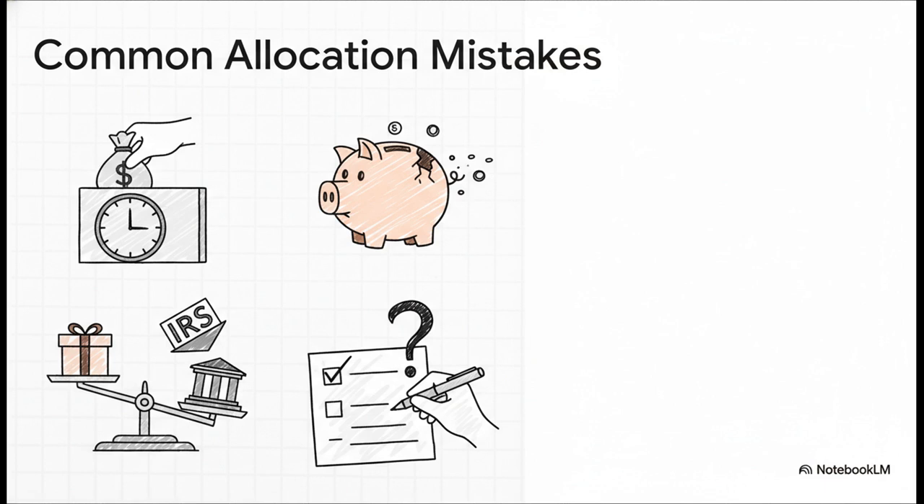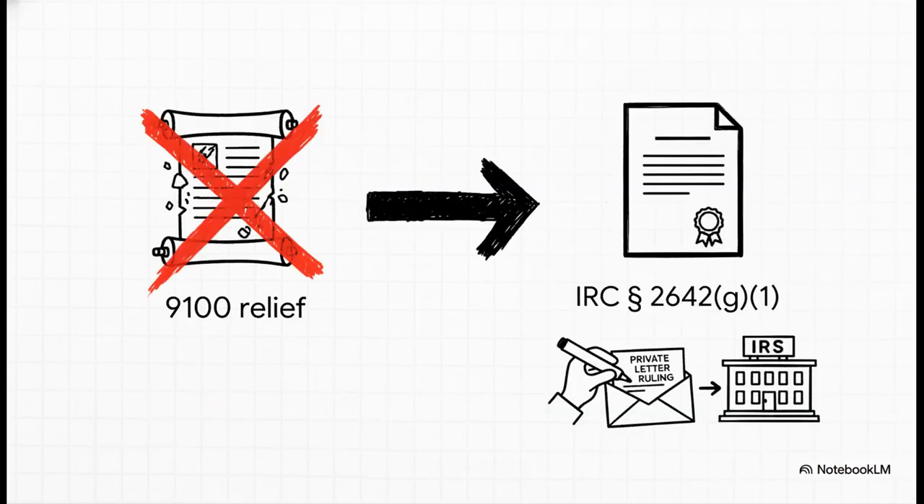It happens. For years, if you made one of these mistakes, the standard procedure was to ask the IRS for what's known as 9100 relief. Well, that's changed. The 2024 final regulations made it crystal clear. Relief for missed GST elections now has its own special path. You have to request it under Internal Revenue Code Section 2642(g)(1). This means a formal private letter ruling, and you have to prove to the IRS that you acted reasonably and in good faith. It's a higher bar.